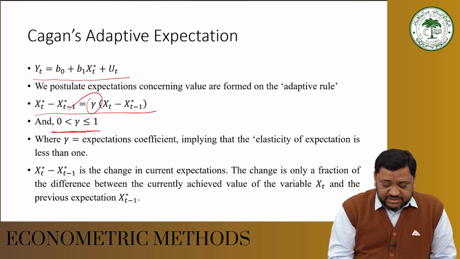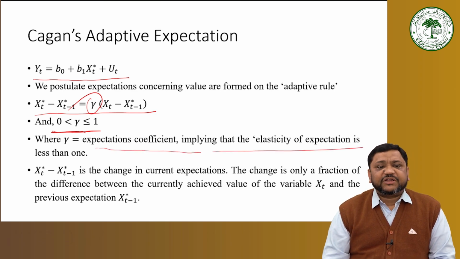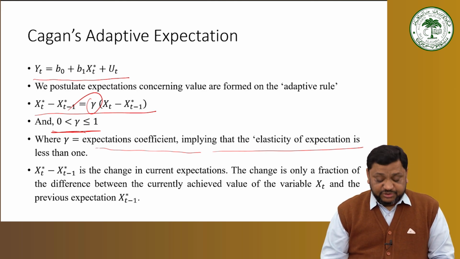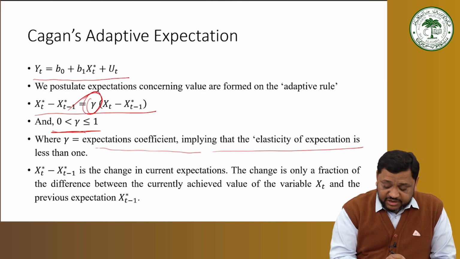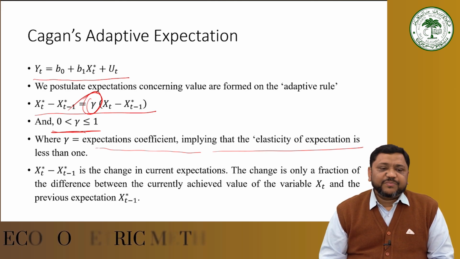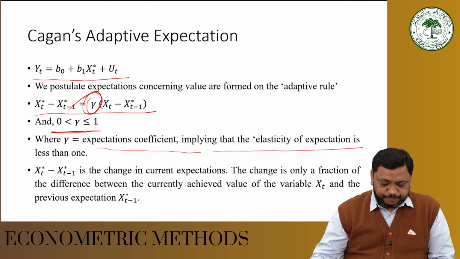Now here gamma, that is the expectation coefficient, implies that the elasticity of expectation is less than 1. Now again, x_t* minus x_{t-1}* is the change in the current expectation. This change is only a fraction gamma of the difference between the current achieved value of the variable x_t and the previous expectation x_{t-1}*.